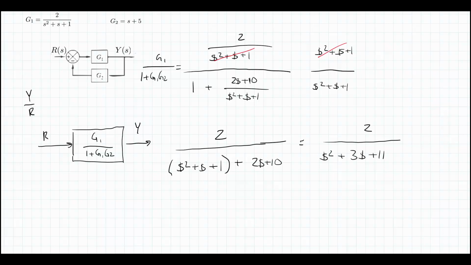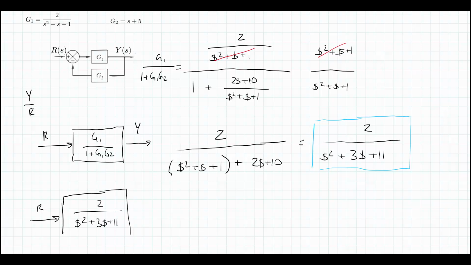And at this point, I have everything in the form I wanted. I have descending powers of s in the numerator. Well, it's just a constant 2, but it's descending powers of s in the denominator. So this is going to be effectively the transfer function. So R is going to come in. It's going to go through this effective transfer function. And it's going to come out as Y. And that is G1 and G2 set up in this negative feedback loop arrangement.